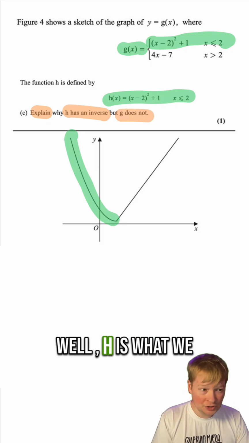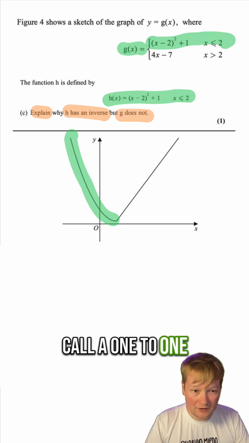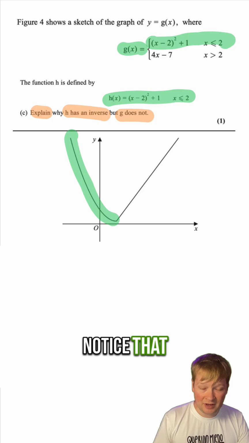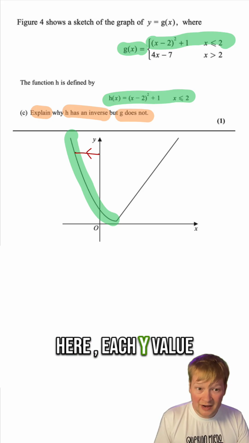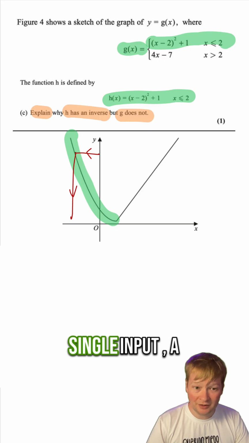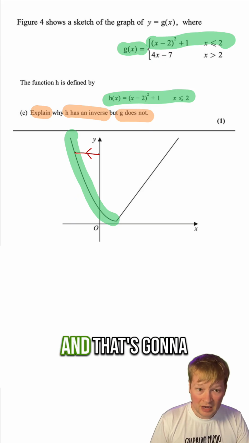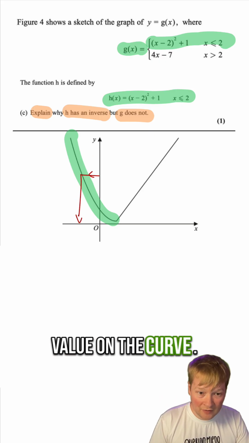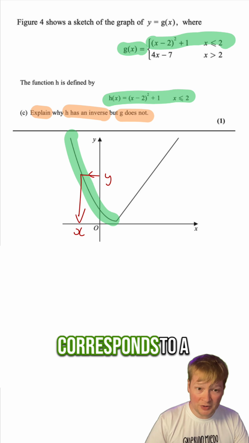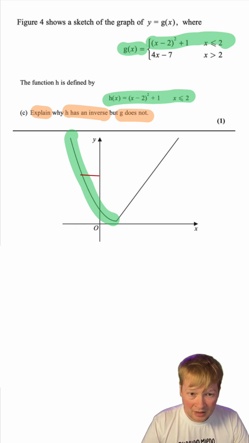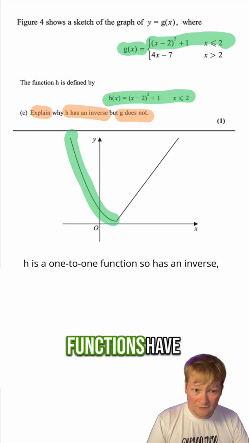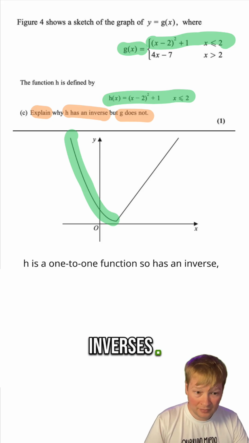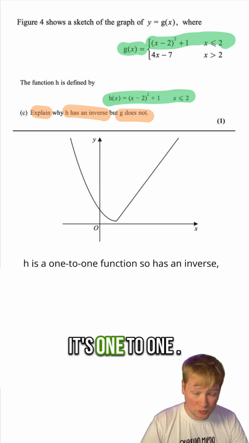Well, h is what we call a one-to-one function. Notice that for each output here, each y value corresponds to a single, unique input. And that's going to happen for any value on the curve. Each y value here corresponds to a unique x value. And that means that it's a one-to-one function. And one-to-one functions have inverses. So that's why h has an inverse, because it's one-to-one.